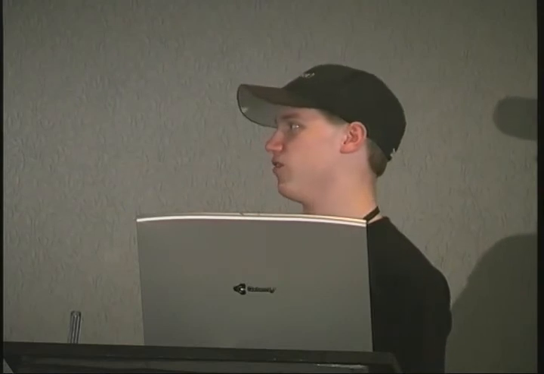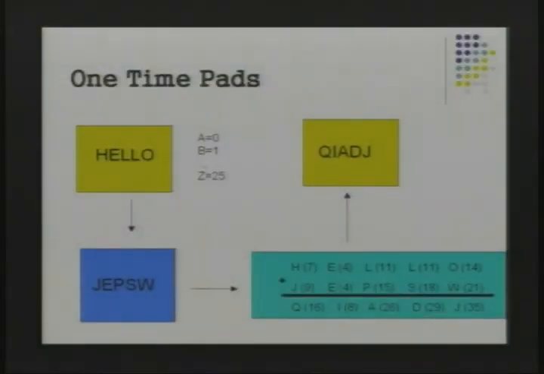So we're going to take hello, and we're going to give a numerical value to each letter in the alphabet, starting with 0. Then say we take out 5 letters from a Scrabble bag, and we get J-E-P-S-W. What we're going to do is take the numerical values of hello and J-E-P-S-W, and add those together. Now you might think, well, 11 plus 15 is more than 25. So what you do is come back and start at the beginning and keep going, which gives us QIADJ. That's how you encrypt it.